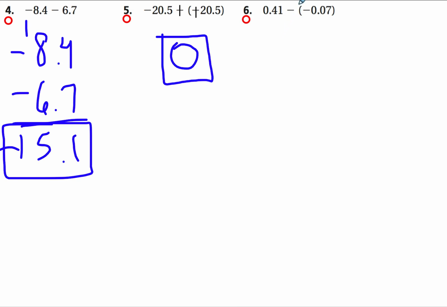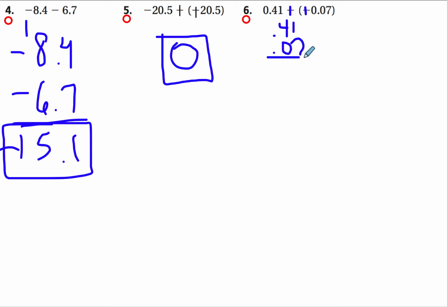0.41 minus negative 0.07. So change this to plus. They're both positive, so we just line them up and add them. So we've got 0.41 and 0.07. Oops, that doesn't look like a 7. Give me a sec, let me fix that. 0.07.